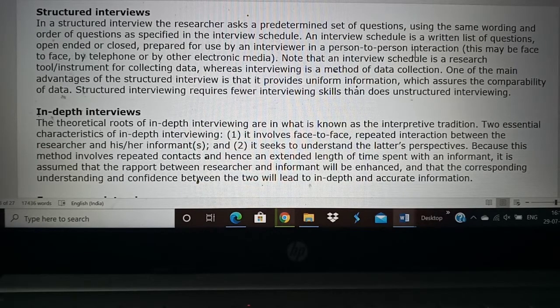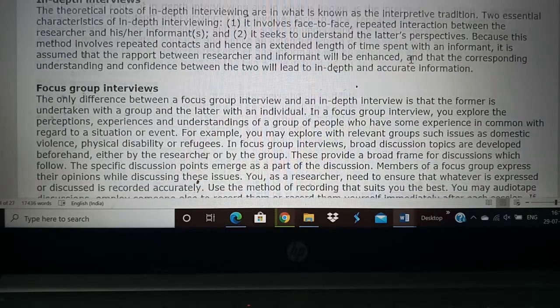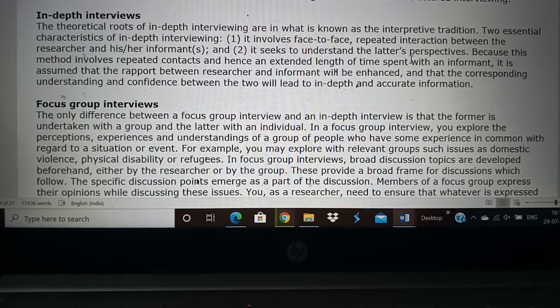And the next thing is the in-depth interview. Okay, what is an in-depth interview? In-depth interview means you have to go into detail in your questioning. Okay, you will be doing a face to face interview. It's not like an interview through the phone or through other methods, but in-depth interviews are face to face. You are sitting right in front of the person you are interviewing, and you will do the interview.